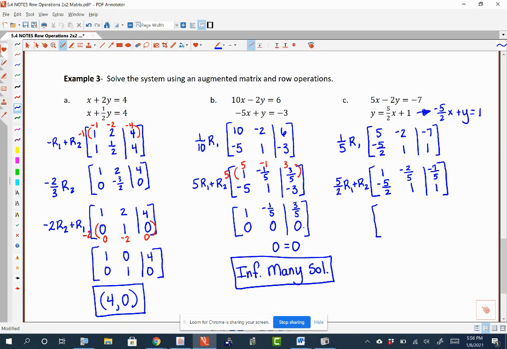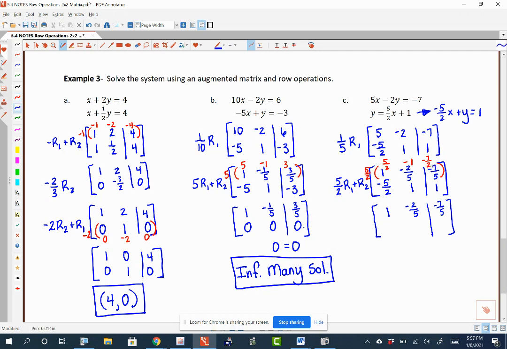So remember, we're changing row 2, not row 1. So I'm going to rewrite row 1. And then I'm going to multiply to help me eliminate. So I'm going to multiply this first row by 5 over 2. Well, 5 over 2 times 1 is 5 over 2. 5 over 2 times negative 2/5, well, those are reciprocals and one is a negative, so that's going to be a negative 1. 5 over 2 times negative 7/5, the 5s will divide out, 1 in the numerator, 1 in the denominator, and that's going to leave me with a negative 7 over 2.